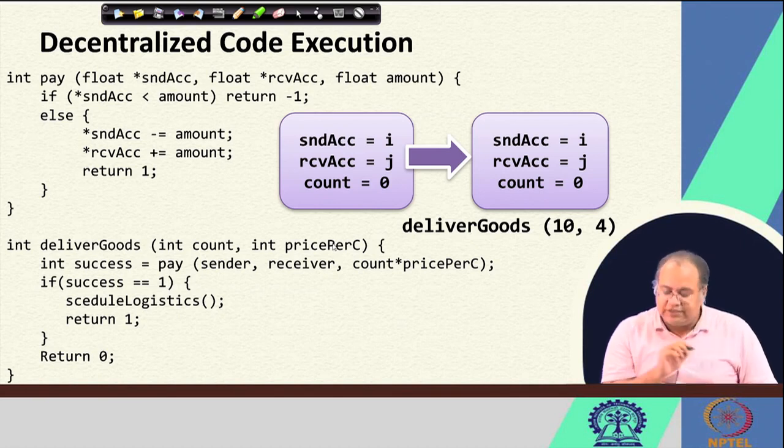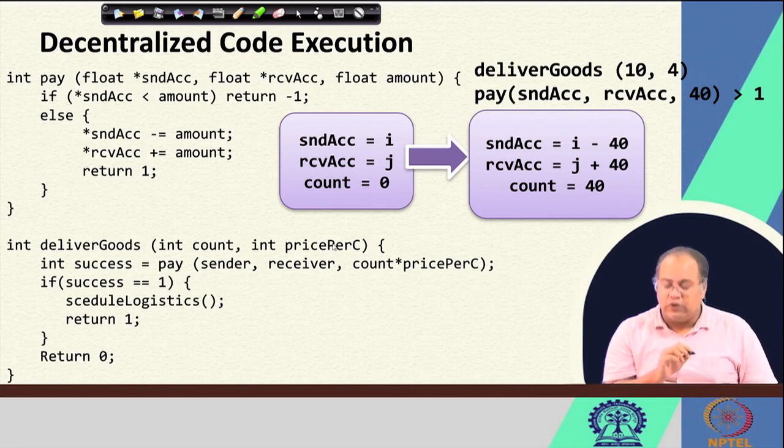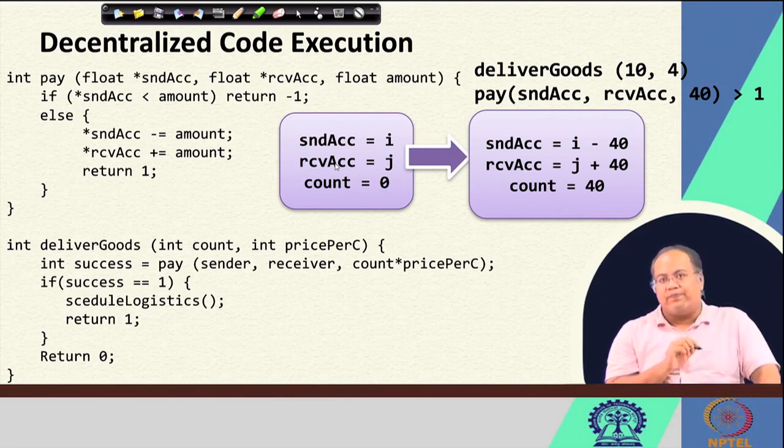So my state gets changed as the pay function gets called. Whenever the pay function is called, it returns 1. So, assuming that i is more than 40, the sender account becomes i minus 40, the receiver account becomes j plus 40, and the count becomes 10.